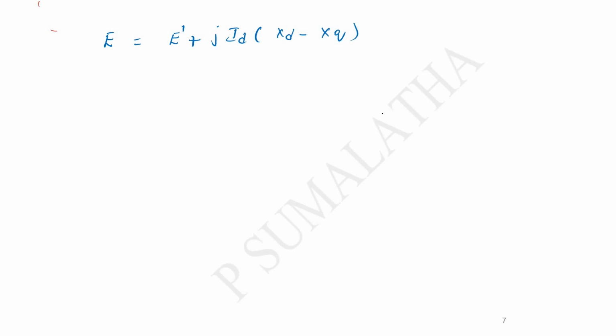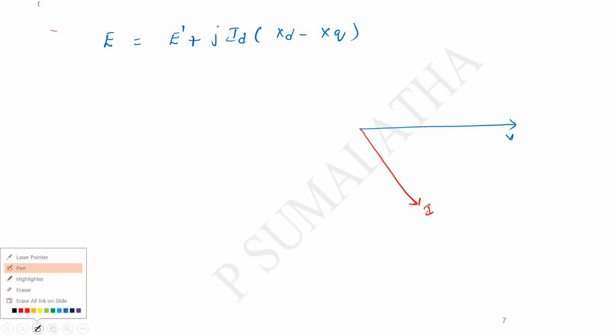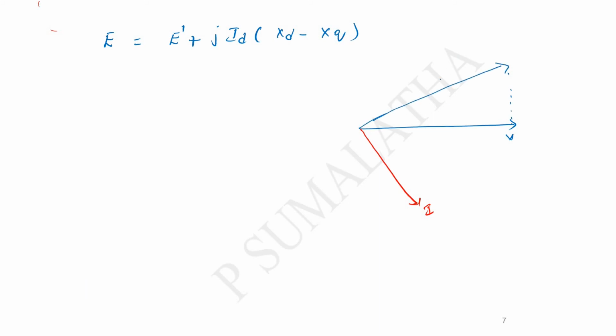So for your sake again I will draw here. Let us draw the phasor diagram one more time. So this is voltage V and this is current I. The voltage will be split into two components: one is V cos del and another one is V sin del.